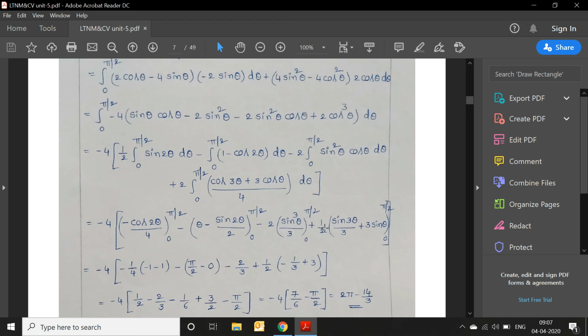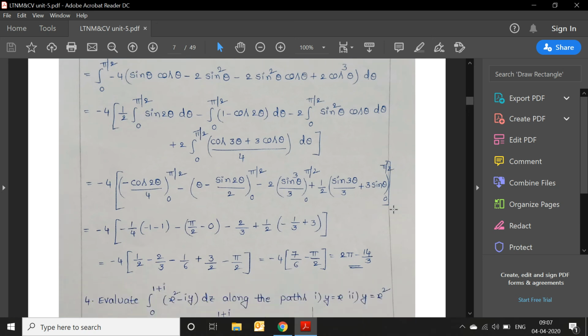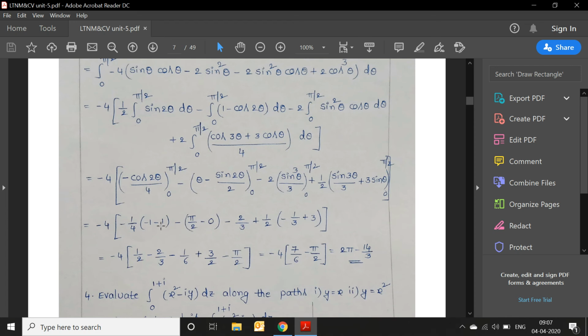with limits 0 to pi by 2. And the next one, here we can write 2 by 4, it's 1 by 2. Cos 3 theta, integration is sin 3 theta by 3, plus 3 into cos theta, integration is sin theta, limits are 0 to pi by 2. Now we can substitute the limits. Upper limit is pi by 2 and lower limit is 0.